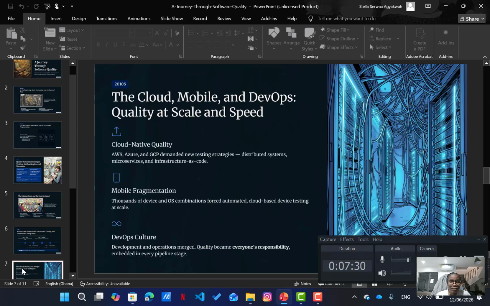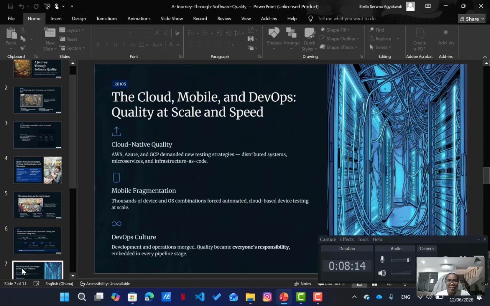Let's move to the cloud, mobile and DevOps: quality at scale and speed. In the year 2010, cloud computing, mobile applications, and DevOps practices were introduced. Cloud platforms required developers to test distributed systems and microservices. Mobile applications created another challenge because software had to work on thousands of different devices and operating systems.